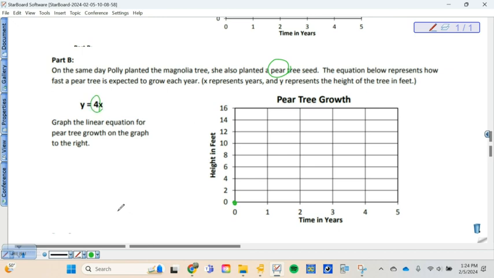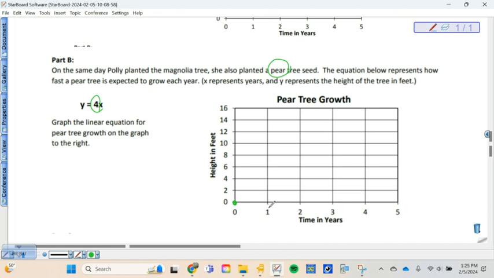I don't know. It doesn't seem possible to me. But, you know, we keep it simple. Maybe. Maybe it's a magical pear tree.